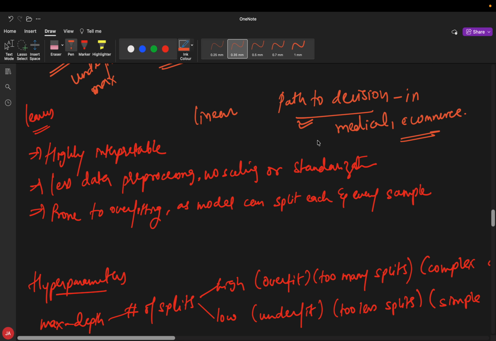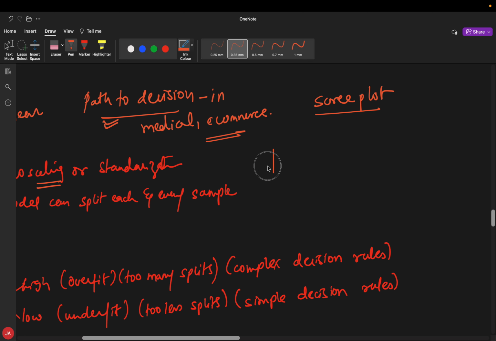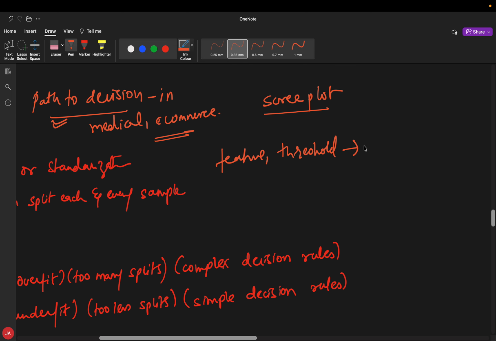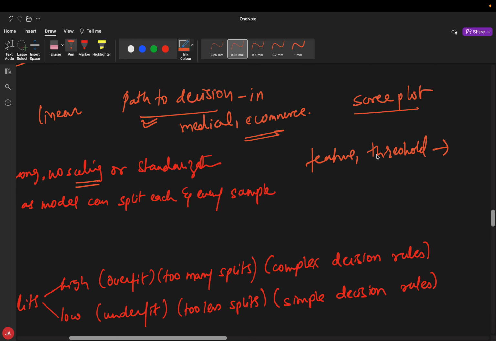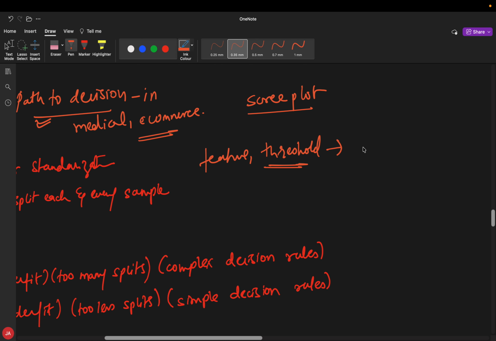We can also plot the decision examples. Less data pre-processing, no scaling or standardization, as we are not concerned with comparing the features. We are just concerned with which feature threshold value gives me the maximum reduction in uncertainty, the maximum information gain. That is my best splitting criteria.